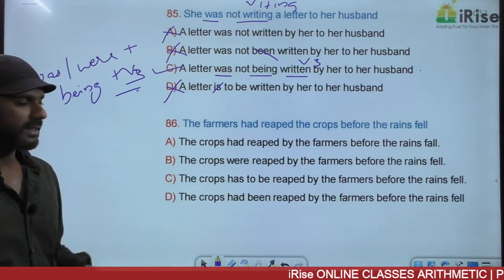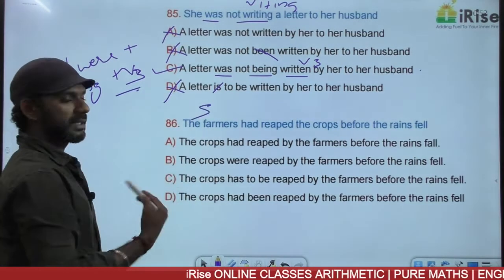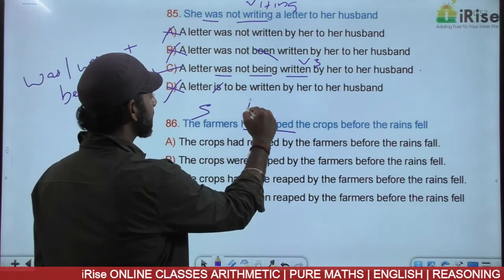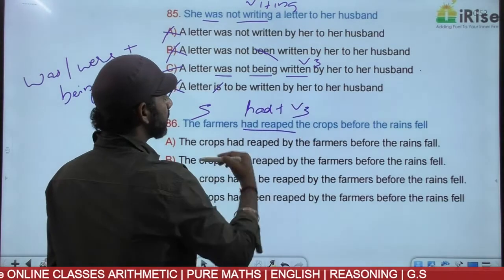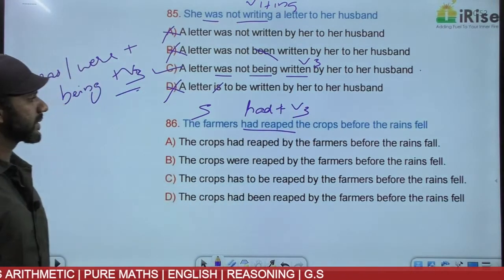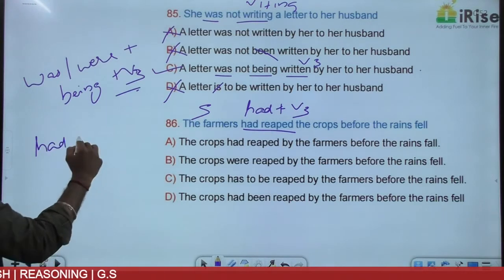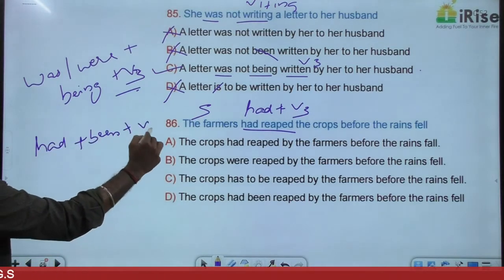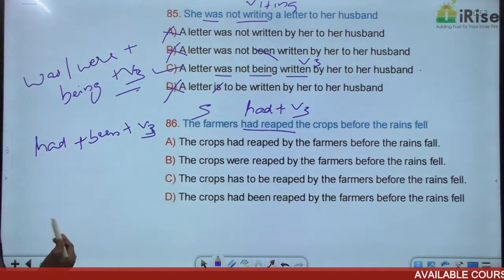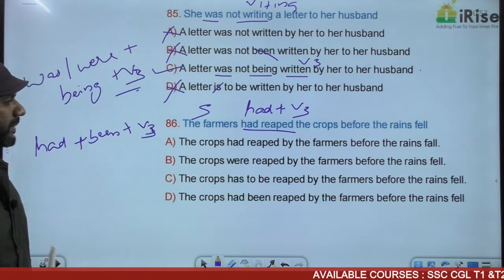The farmers did the action. Subject comes to the beginning in the active voice. Had reaped is had plus V3, past perfect active voice. In the passive voice, past perfect must be in the structure had plus been plus V3. In every perfect sentence in the passive voice, been must be there.